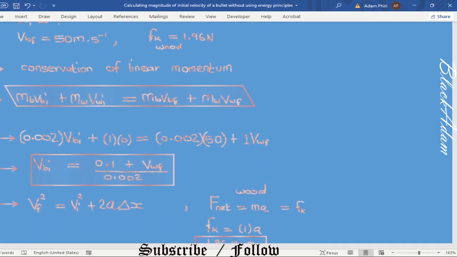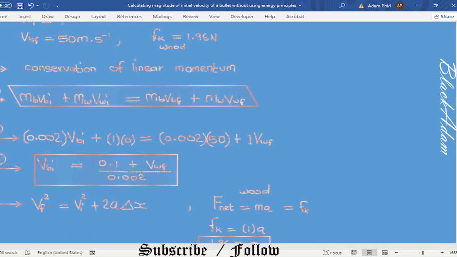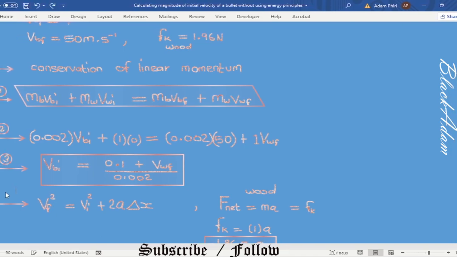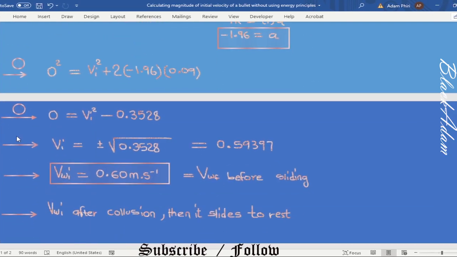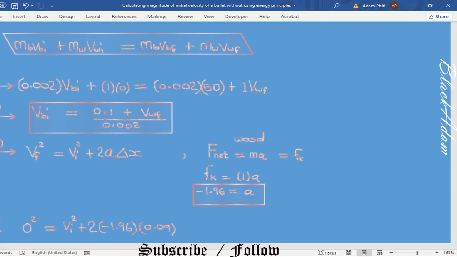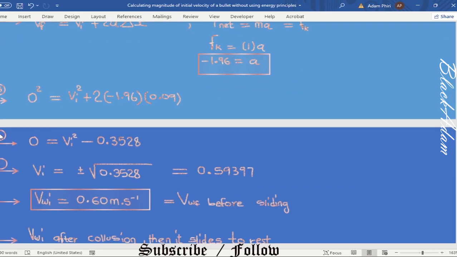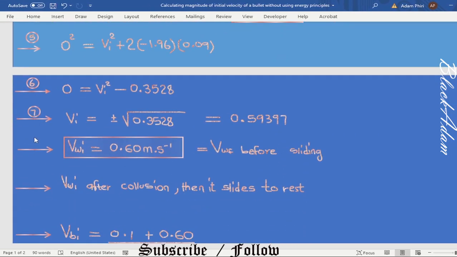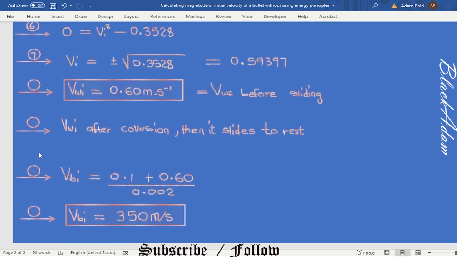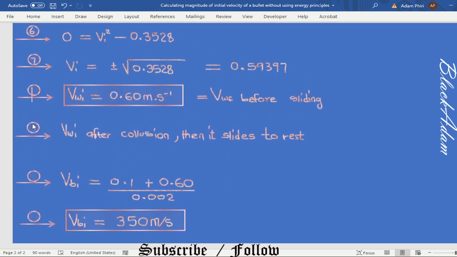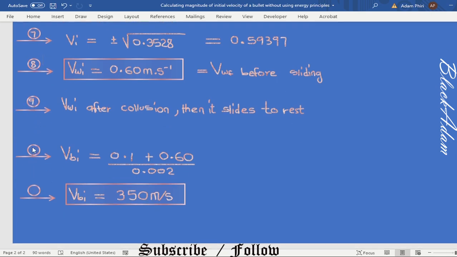So we have steps there that we need to consider. Steps 1, 2, 3, and then step 4 we use kinematics equations. Step 5, 6, 7, 8 is interpretation, then 9, 10, and 11. So for any question, you just refer to the steps.